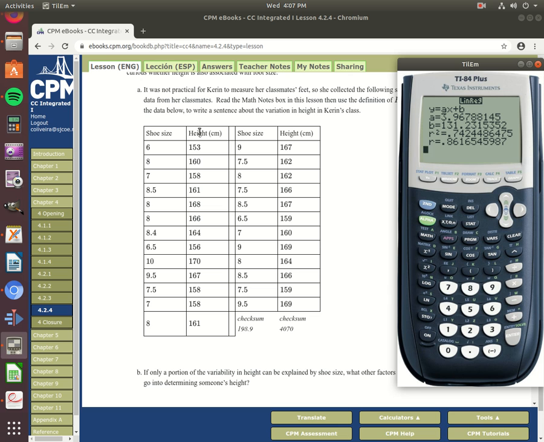That means I have 3.97 y's, or centimeters of height, for every one shoe size. So if your shoe size goes up 1, your height goes up 3.97 centimeters. And if I have no shoe size, or a shoe size of 0, I have a height of 131 centimeters. My R is 0.86, which is positive and strong. And my R squared, again, this is a percent. 74% of the height is associated with the shoe size. So there's 26% associated with other things.